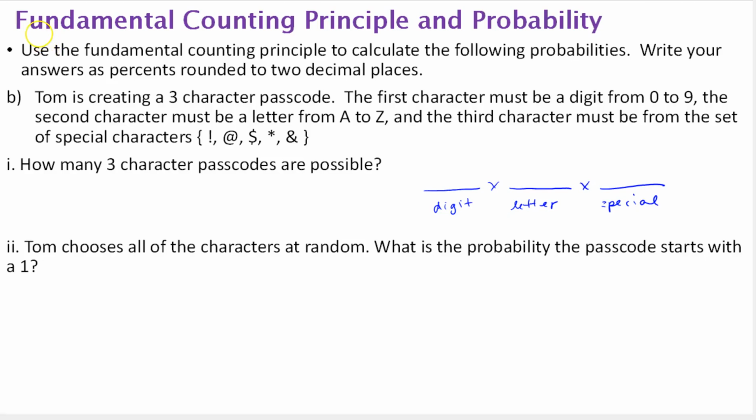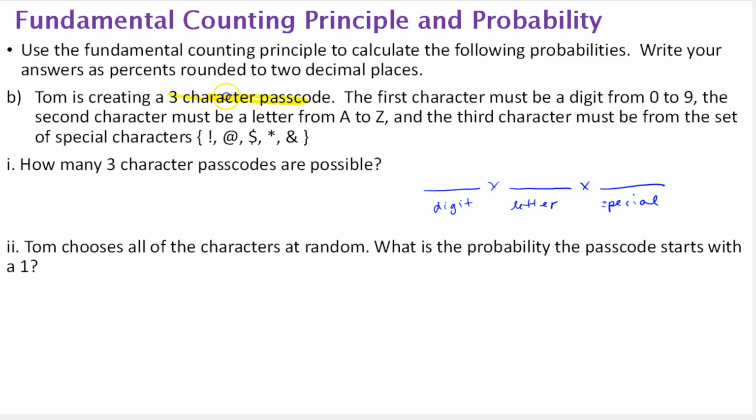In this video, we're going to do another example of using the fundamental counting principle with probability. Use the fundamental counting principle to calculate the following probabilities. Write your answers as percents rounded to 2 decimal places. So let's look at the question.